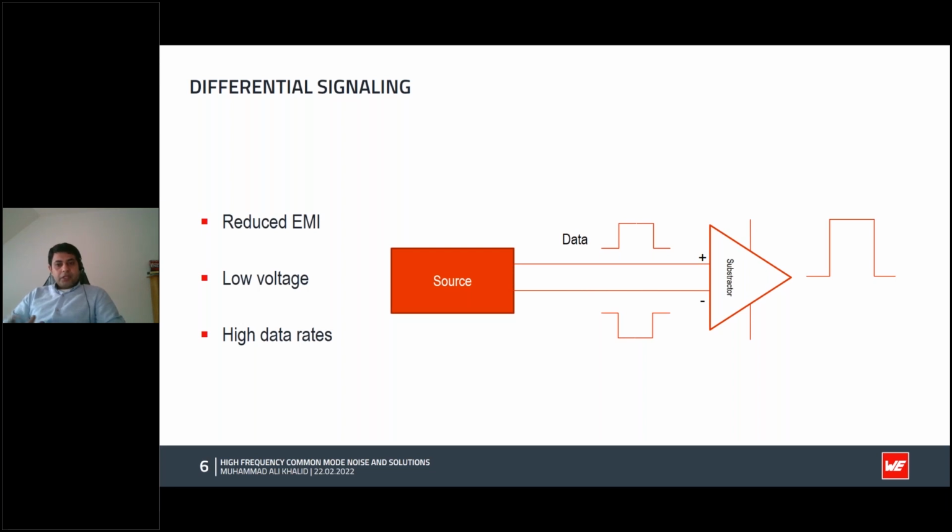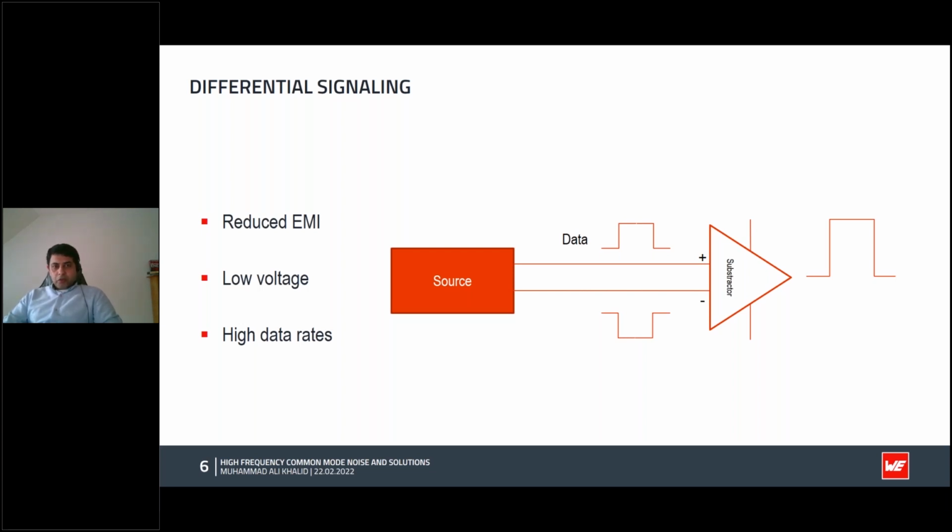So differential signaling is used for the transmission of data in these high-speed interfaces. The differential transmission method basically uses 2 lines or conductors which are side by side, with the same amplitude current flowing in opposite directions.